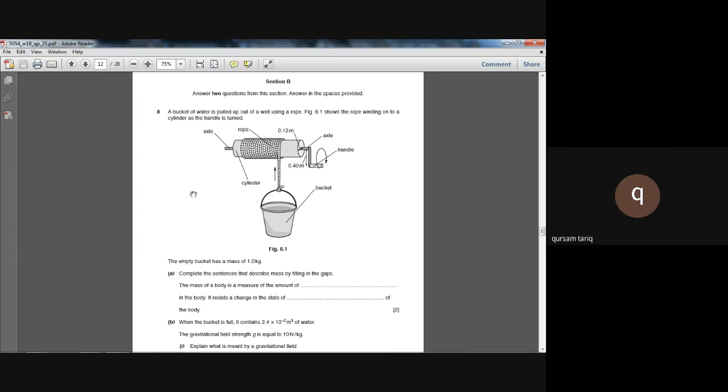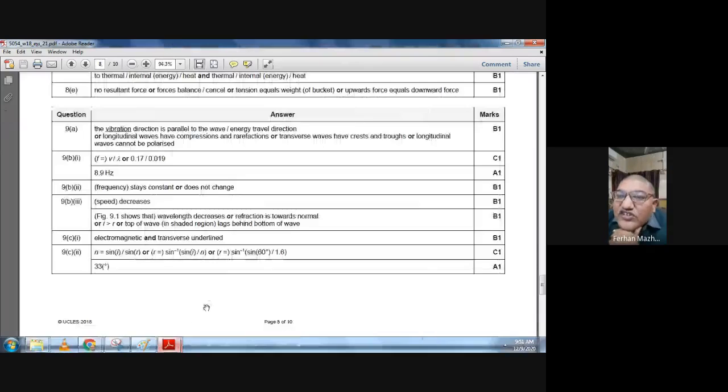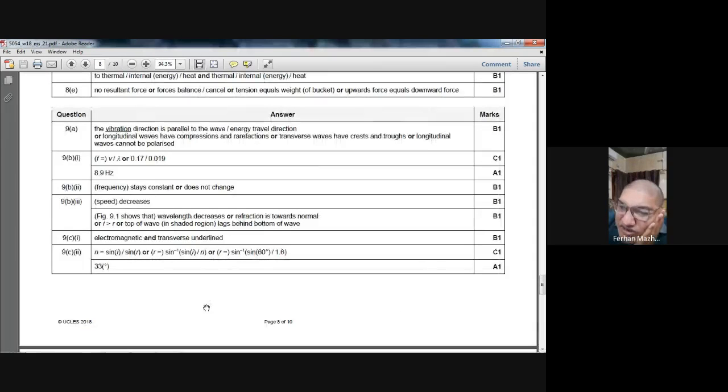The amount of matter. Yes, amount of matter. It resists a change in the state of dash of the body. The mass resists the change of state of motion. That is called inertia. It always resists the change in the state of motion, or state of rest, we can say. Normally we say it resists any change in the state of motion.